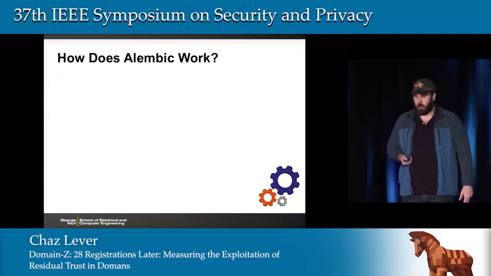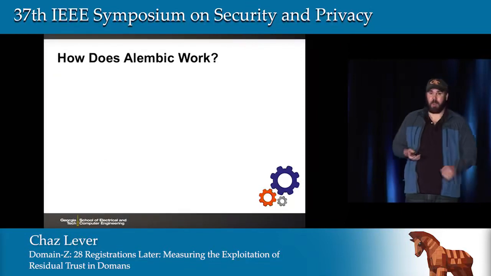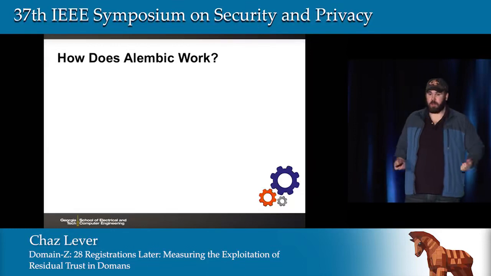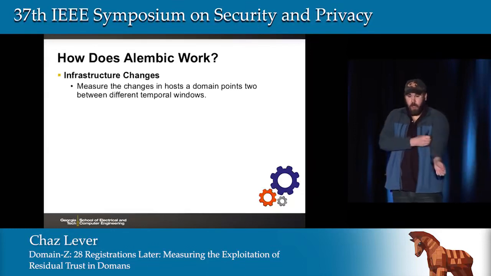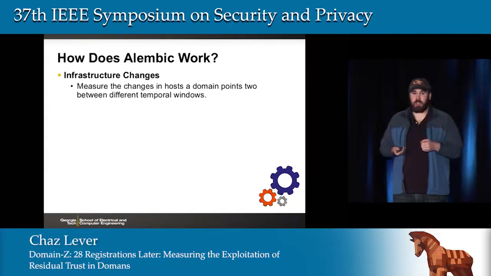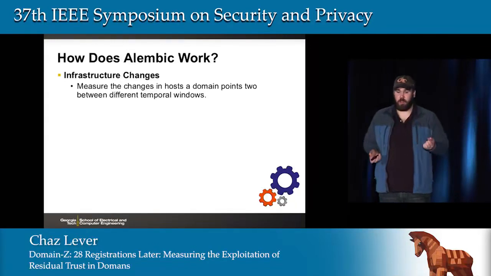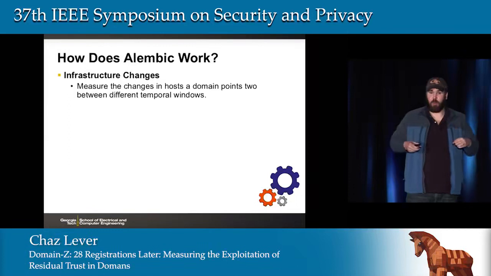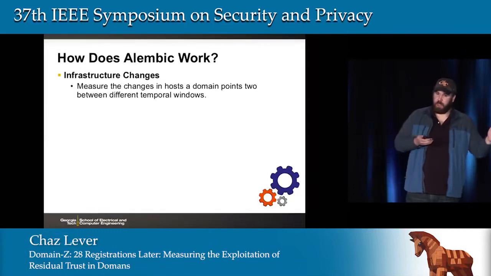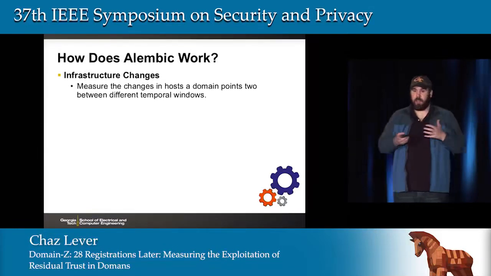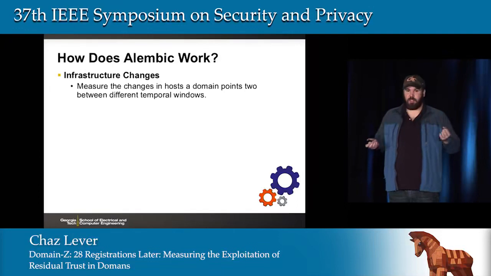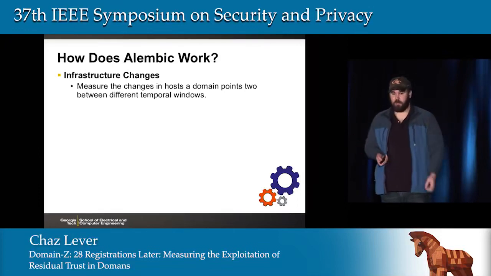So how does Alembic work? Well, we use a window, and within that window, we compute several different components. One is we look for infrastructure changes around a given point in time. So we measure the changes in the host that a domain points to within this temporal window. So if we see big changes in infrastructure, this could indicate that they moved to a different host, or it could indicate that there was an ownership change here.